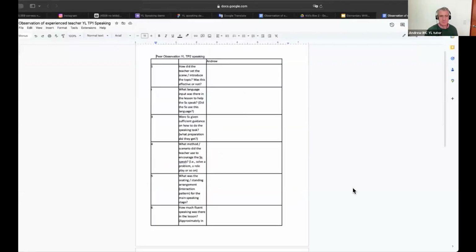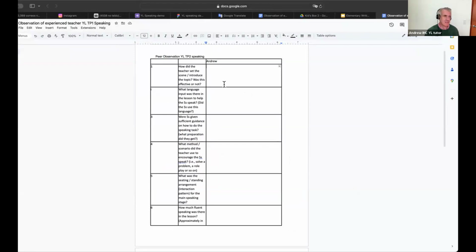Good. Well done. So, what did you think of the demonstration lesson? Let's have a look at the notes here. How did the teacher set the scene, introduce the topic? Well, it was through a game, or it really wasn't it? It wasn't anything magical. It was just a bingo game. Was it effective? Okay, a few tech problems, weren't there? It's always the risk. We're trying out a relatively new tool. What language words was there in the lesson?